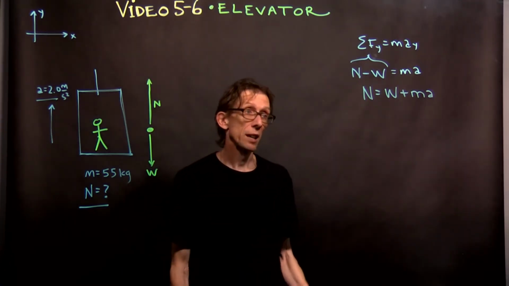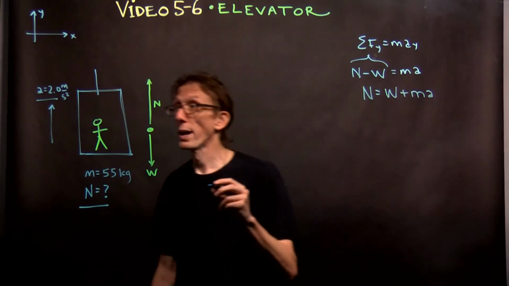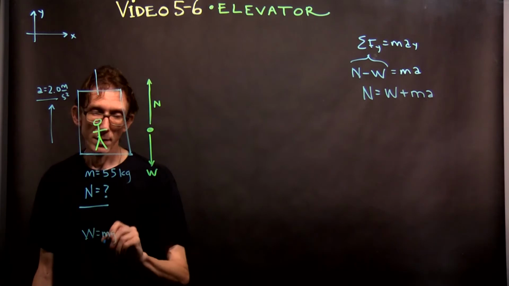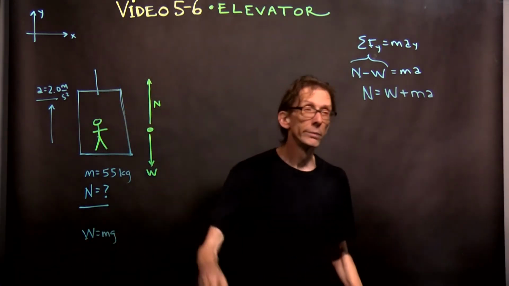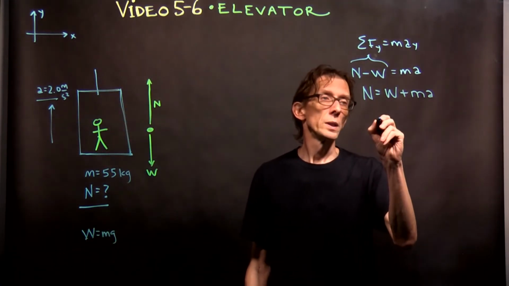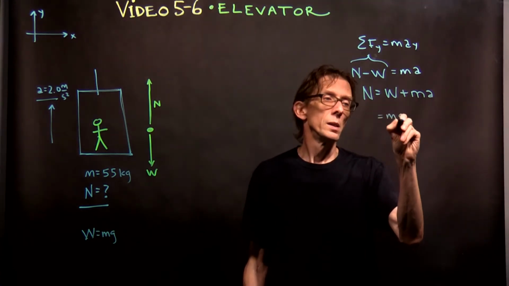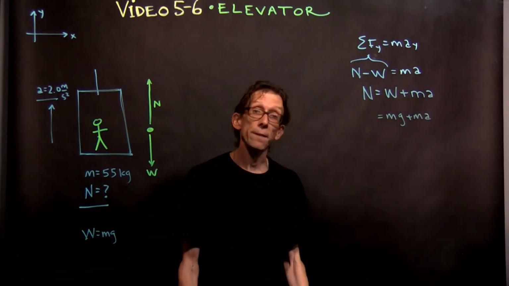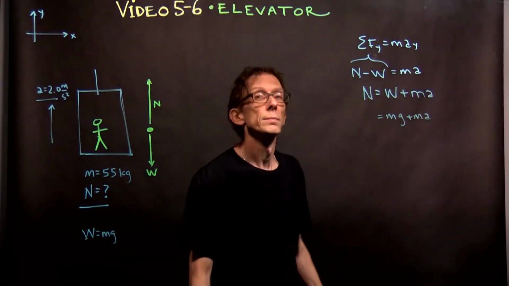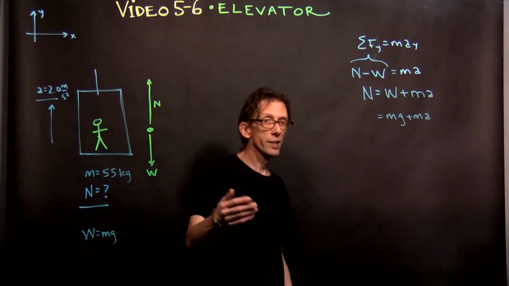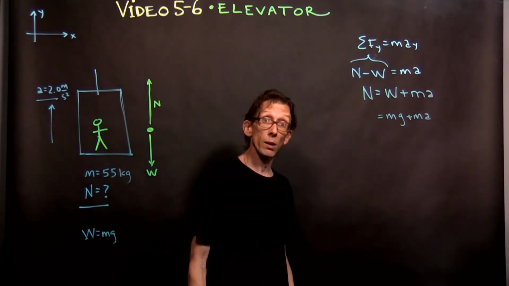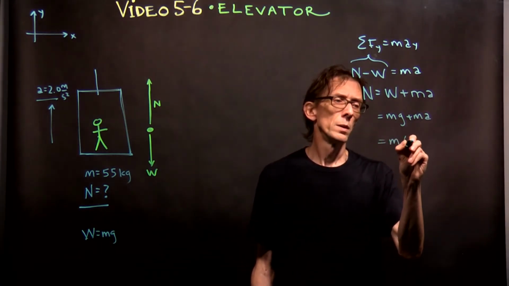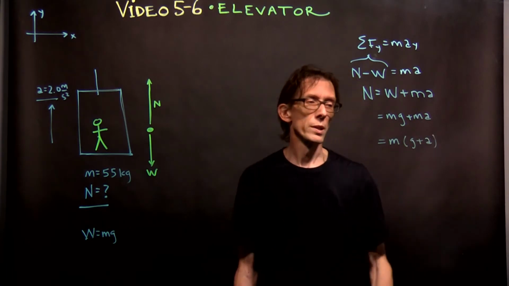And there's a nice way to write this, actually. You can write the weight is mg. Remember, the weight is always and forever mg. In fact, I could have just called this vector mg, but so this is going to be mg plus ma. We can factor out the m. Remember factoring? You might have not seen it since 11th grade, but it's still around and it still works, factoring. So m times g plus a.